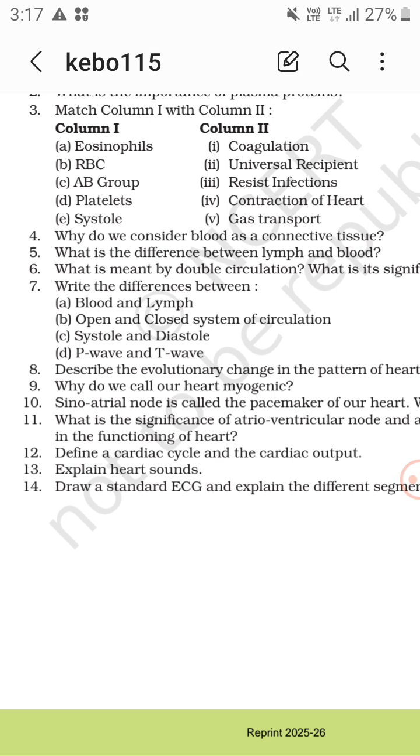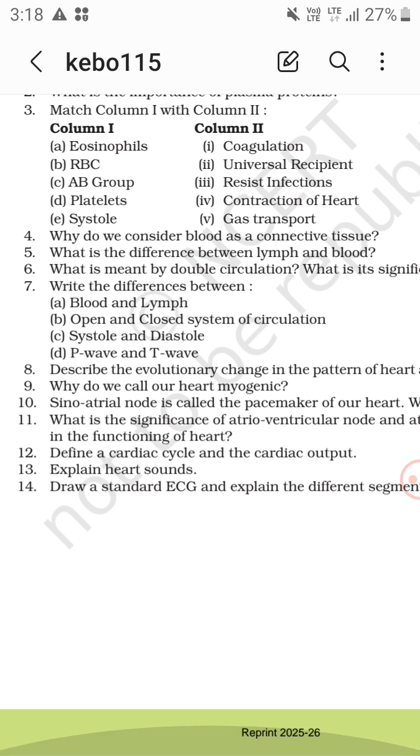So P wave and T wave, we know P, Q, R, S, T. P wave is the depolarization of the atria first, and then QRS is the depolarization of the ventricle, that is ventricular systole, right? Then T is the relaxation of the ventricles.